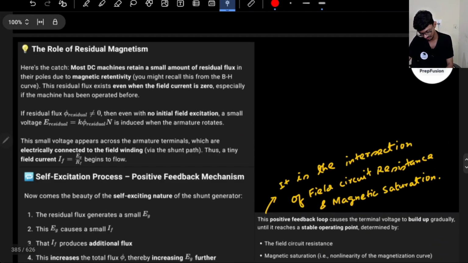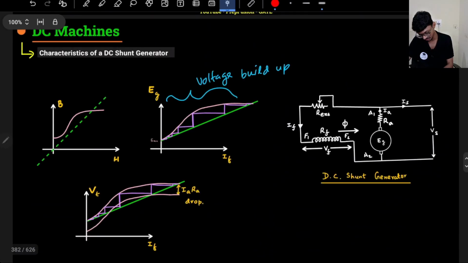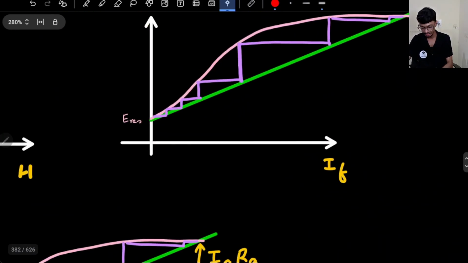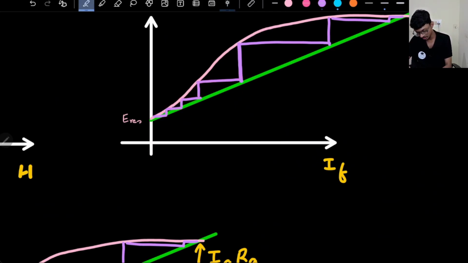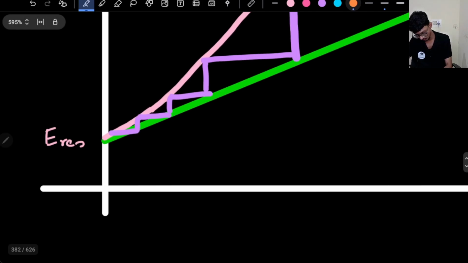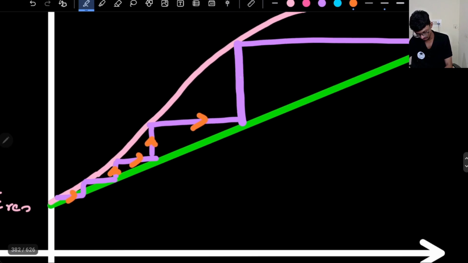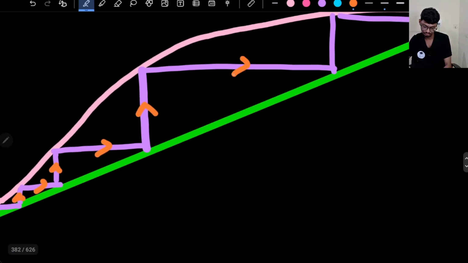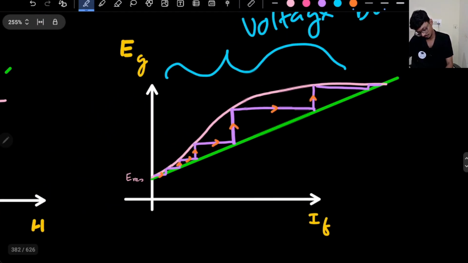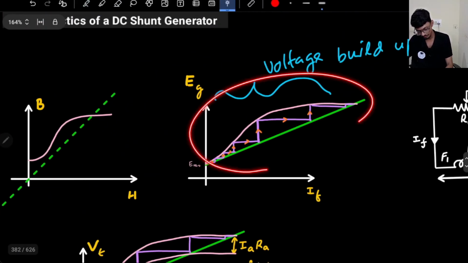So if you see in the previous cases wherever we were discussing the voltage buildup, this graph was always on top, right? So there was enough voltage for some current to flow, correct? Always there was enough voltage for some current to flow. This was the direction of the flow.